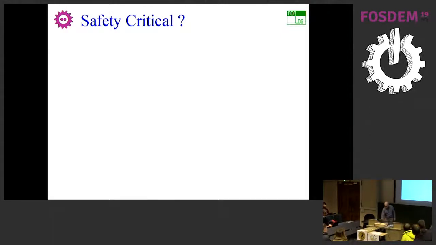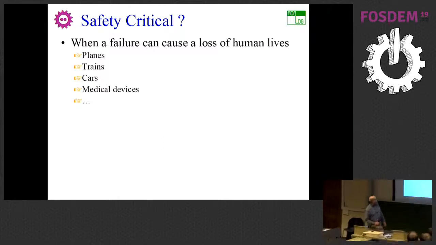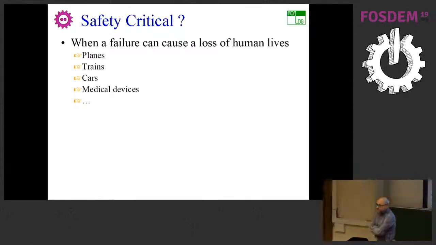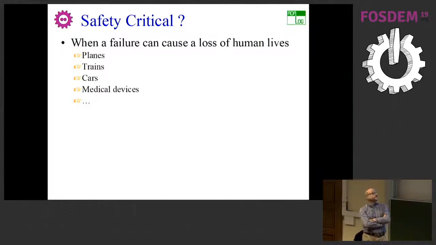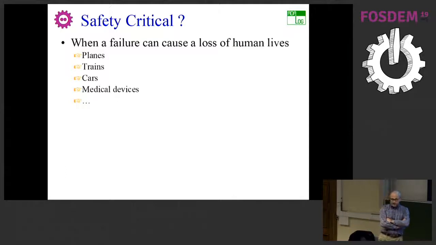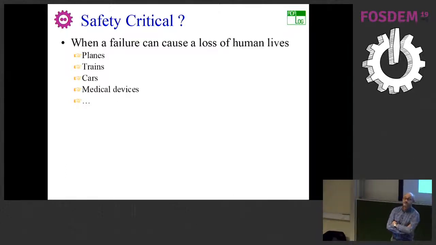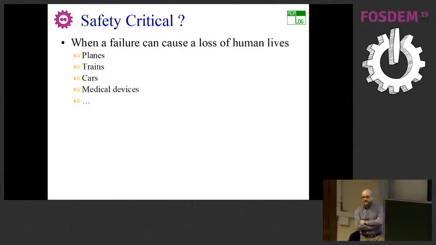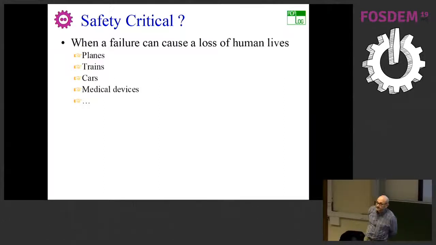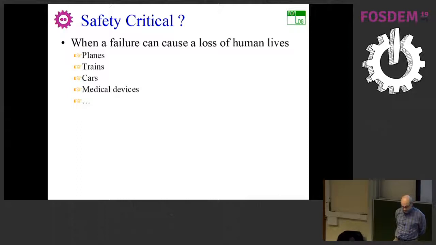So, what does it mean, safety critical? Well, in general, when a failure of the software could cause loss of human lives. So, of course, you have all the transportation, the planes, the trains, cars, which is becoming more and more important. Not only that, medical devices: one of the most famous failures of software, one of the first software that killed people, was a medical device with a bug in the user interface. And also you have things like diving computers. If you think about it, a bug in a diving computer can cause a loss of human life.